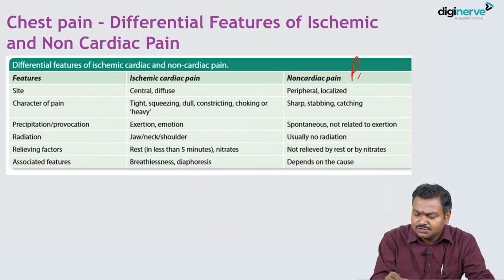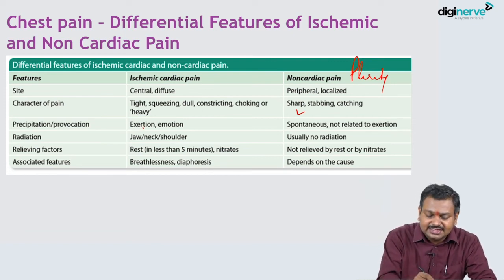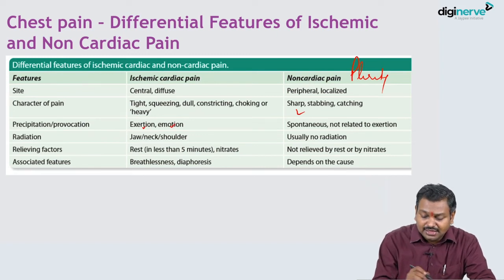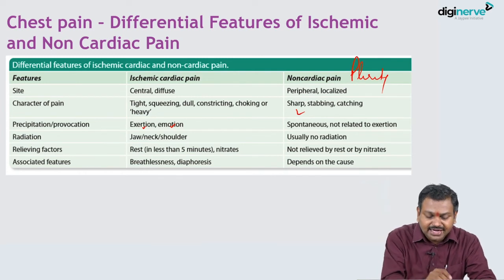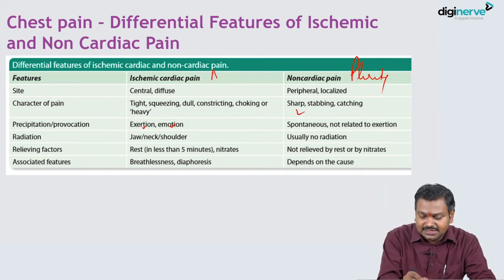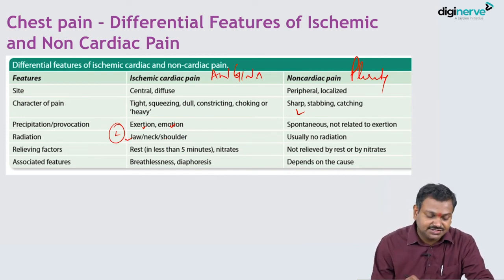Whereas the non-cardiac chest pain, basically the pleuritic chest pain, is sharp, stabbing or catching in character. The precipitating factors for angina are exertion or emotion, whereas non-cardiac chest pain is spontaneous, with no precipitating factor. Cardiac chest pain, that is angina, usually radiates to the left-sided jaw, the left shoulder, and the left side of the neck, whereas non-cardiac chest pain usually has no radiation.